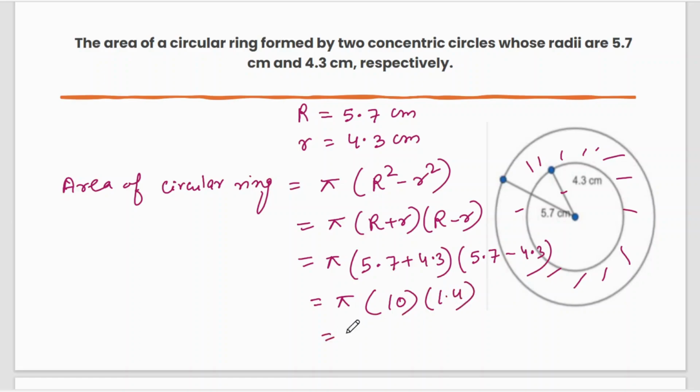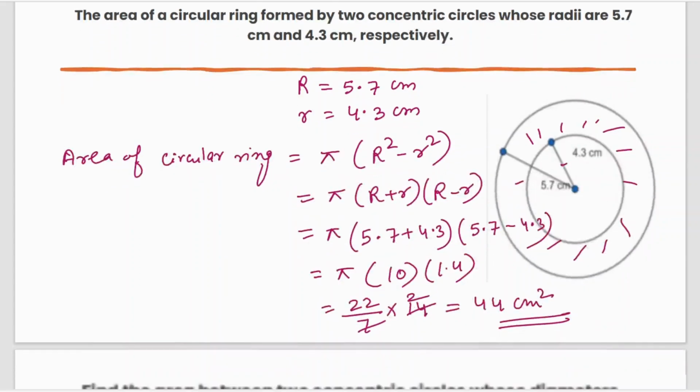Okay. Now I can write pi as 22 by 7, and 10 into 1.4 will give us 14. So this gets cancelled out 2 times. So you get 44 and the unit is centimeter square. So this is the answer. Okay. Next question.